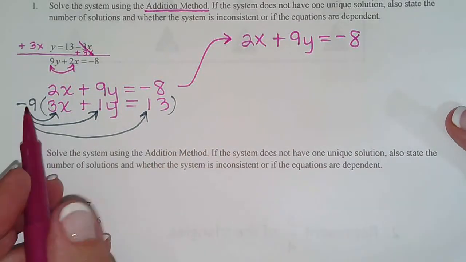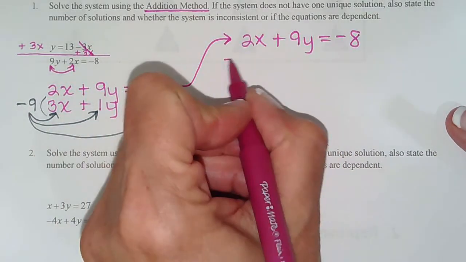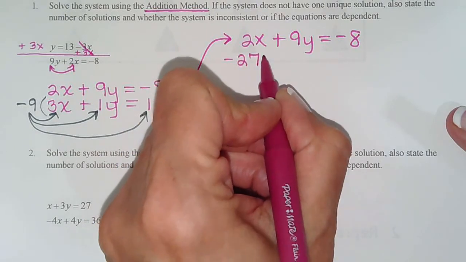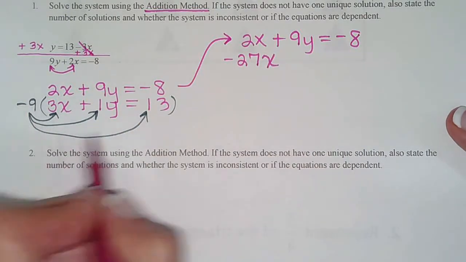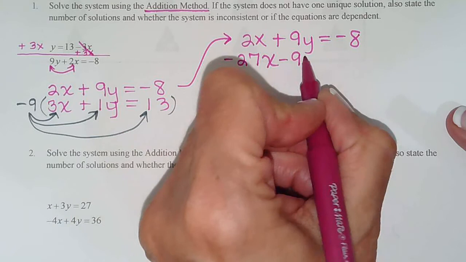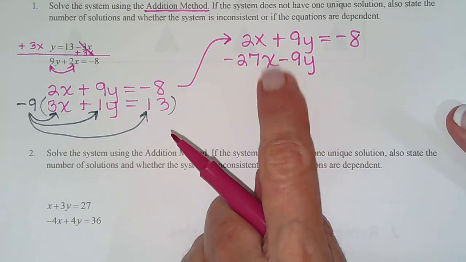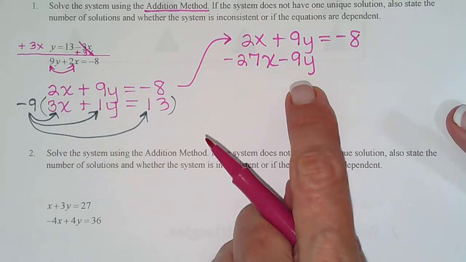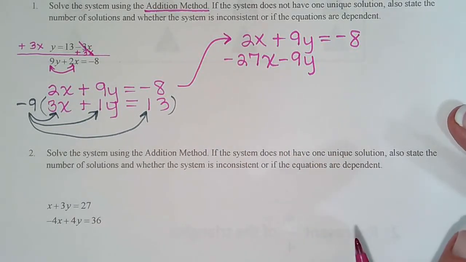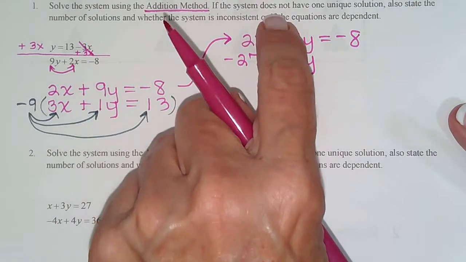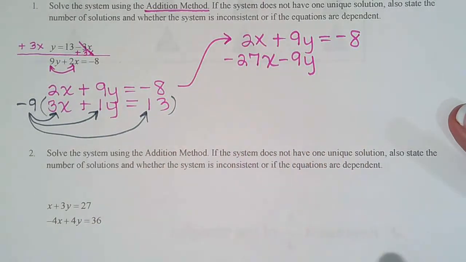And the next one's going to be negative 27x when we multiply by negative 9. Negative 9y. See my opposites there? That's what step 3 says to do. Make opposites. And I did, because opposites cancel. We don't know how to solve an equation with two variables, but if I can eliminate one of the variables, then I'm in good shape.